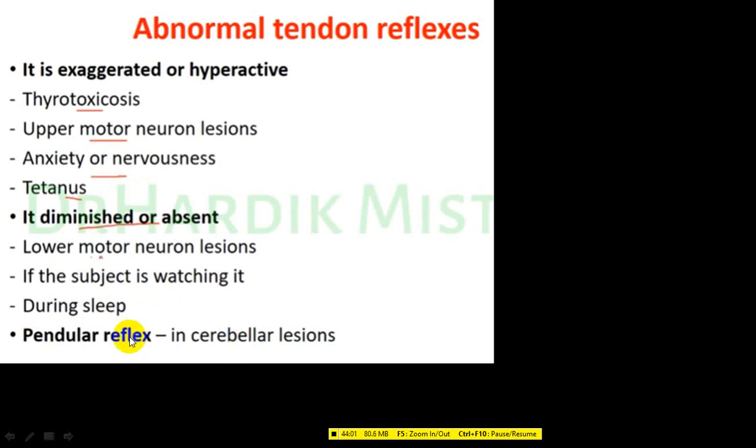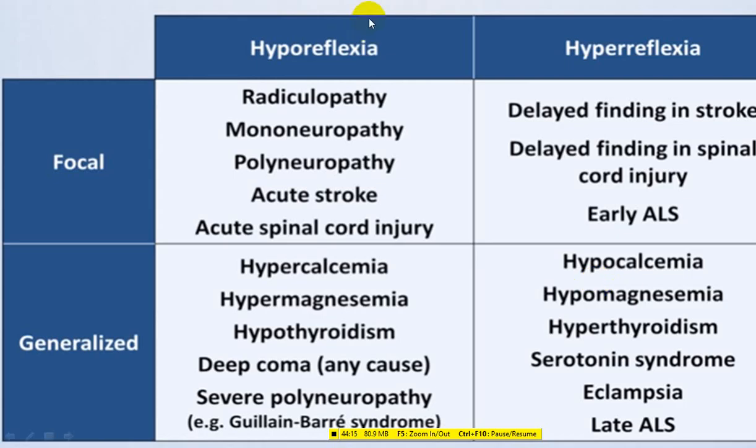In cerebellar lesion, you will have a slow contraction and slow relaxation. We call this pendular reflex. This is difficult to elicit, but if it is elicitable, it suggests cerebellar lesions. So hyporeflexia at the level of damage occurs in radiculopathy, mononeuropathy, polyneuropathy, acute stroke, acute spinal cord injury. And generalized hyporeflexia occurs in hypercalcemia, hypermagnesemia, hypothyroidism, deep coma, and GBS, which will be bilateral, symmetrical, generalized.